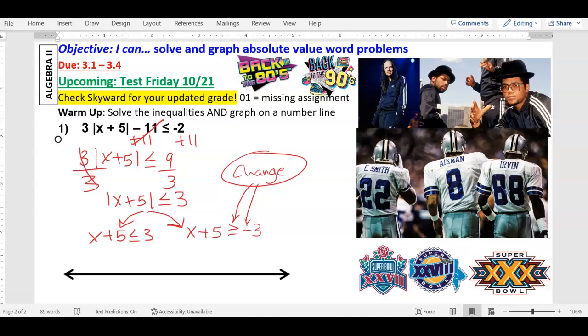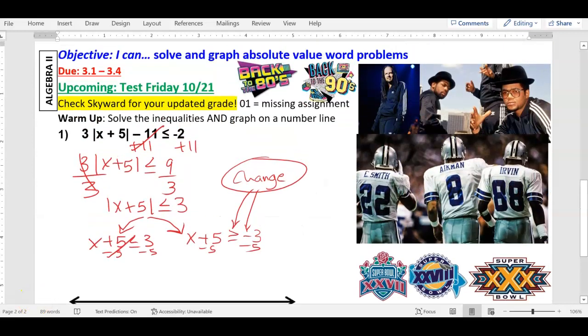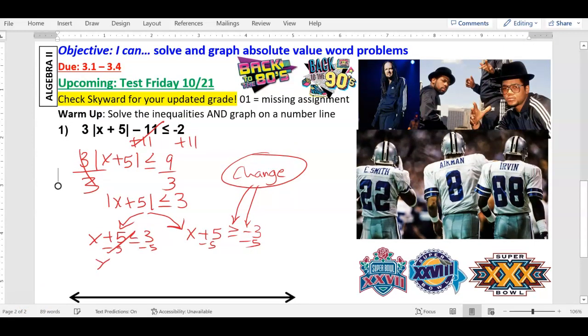If I'm trying to get x by itself, how do I get rid of that plus 5? Minus 5 on both sides. Minus 5, minus 5, minus 5, minus 5. Okay, so we got x by itself, less than or equal to, what's 3 minus 5? Negative 2. 3 minus 5 is negative 2. Okay, over here, those cancel. What's negative 3 minus negative 5? So greater than or equal to negative 8.